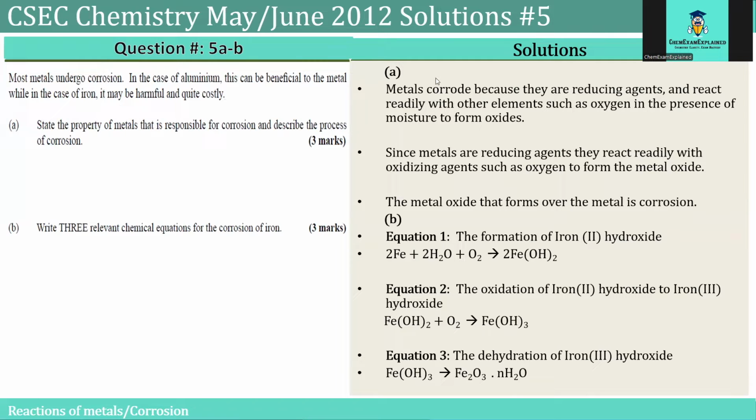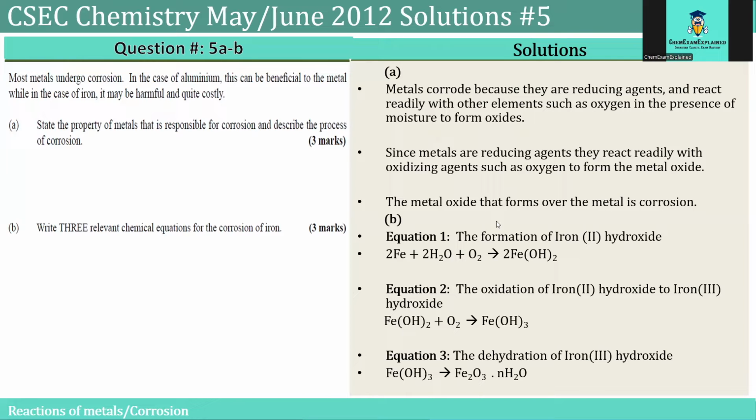For Part A, metals corrode because they are reducing agents and react readily with other elements such as oxygen in the presence of moisture to form oxides. Since metals are reducing agents, they react readily with oxidizing agents such as oxygen to form the metal oxide. The metal oxide that forms over the metal is corrosion.